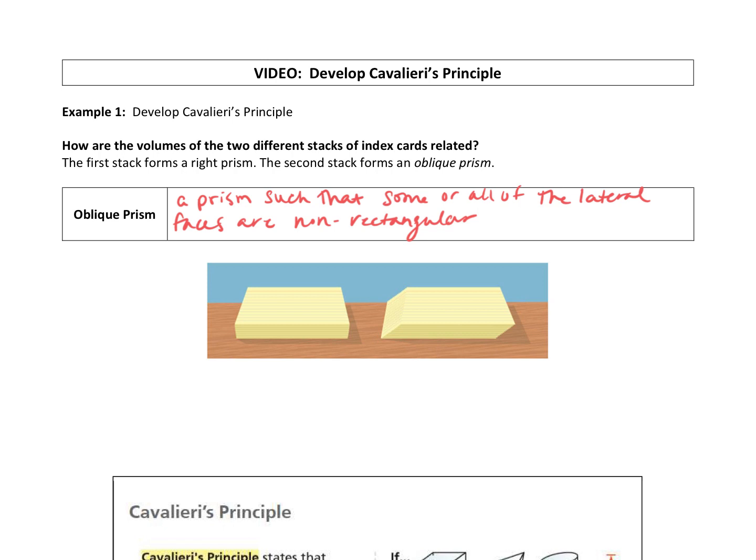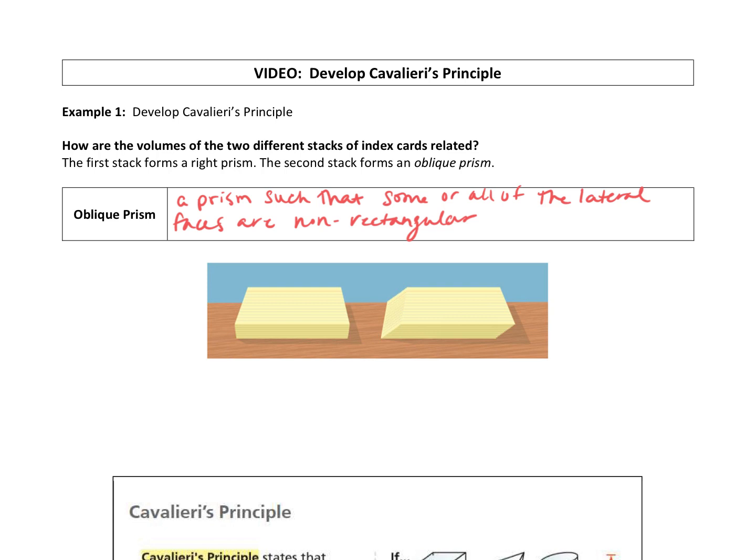So lateral faces are the faces that are not the two bases. So here I have a rectangular base on top. So this would be a lateral face. This one right here. If you can see, that is non-rectangular. It actually looks like a parallelogram. So that's what we will call an oblique prism.